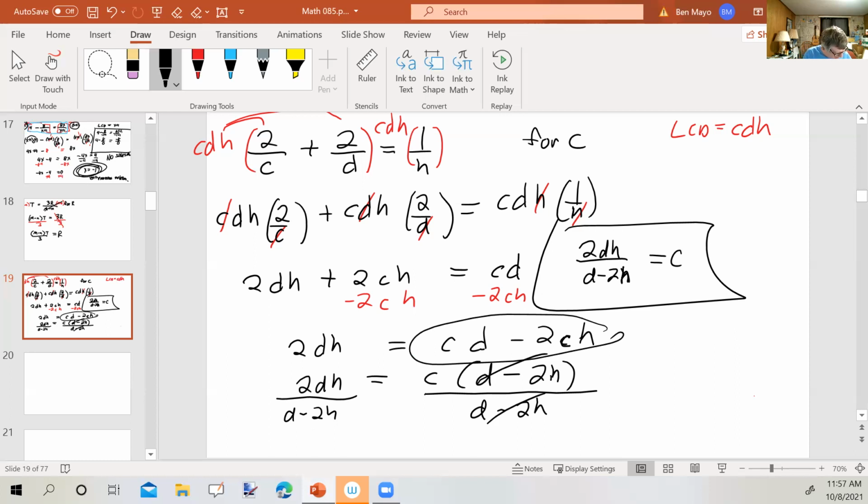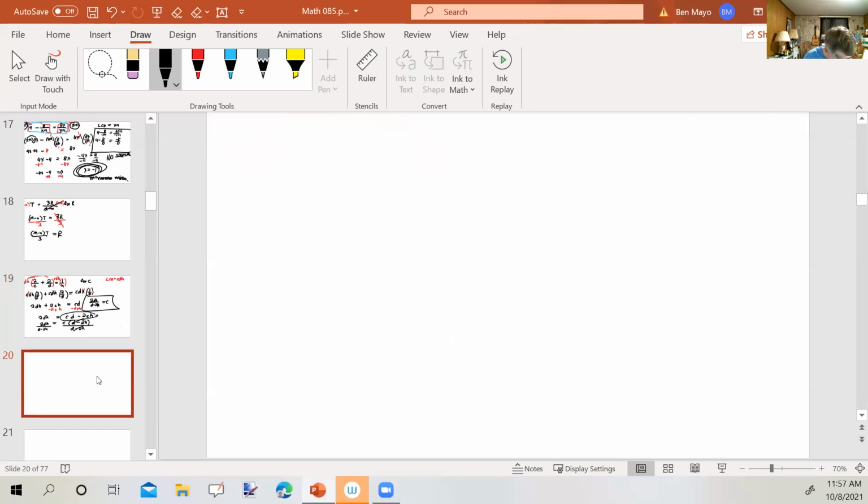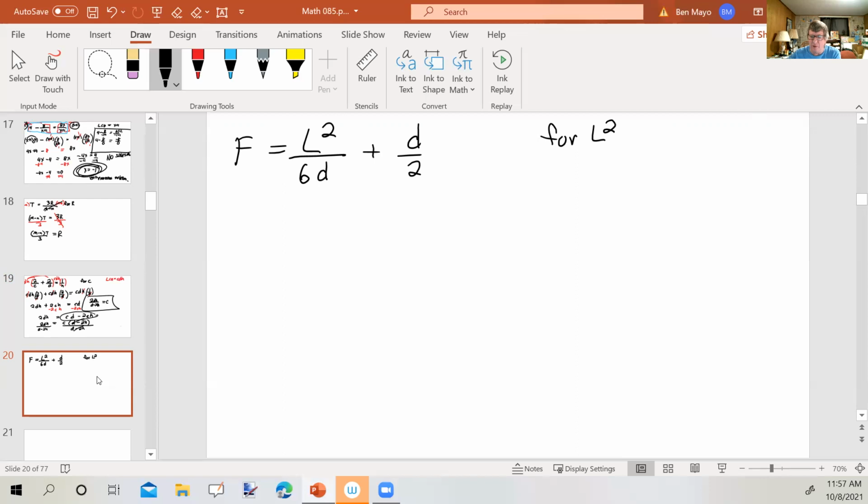All right, let's see here. How about this one? F equals L squared divided by 6D plus D divided by 2. And we are to solve for L squared. So we're not going to solve for L, we're going to solve for L squared.